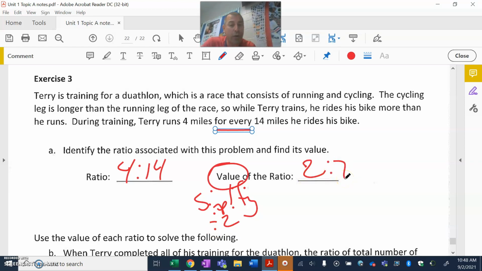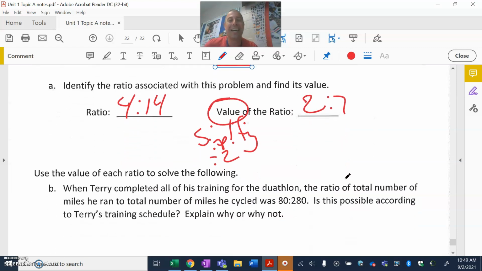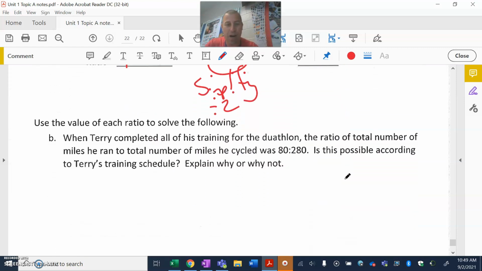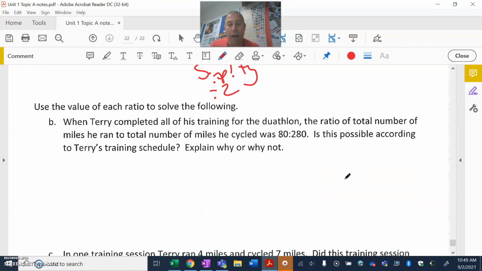So these are equivalent ratios. The other reason why we like equivalent ratios is if you are drawing boxes at sometimes, do you really want to draw 14 boxes out? No. So if you use an equivalent ratio, that's less that you need to write out there. All right, so let's see here. So use the value of the ratio to solve the following.